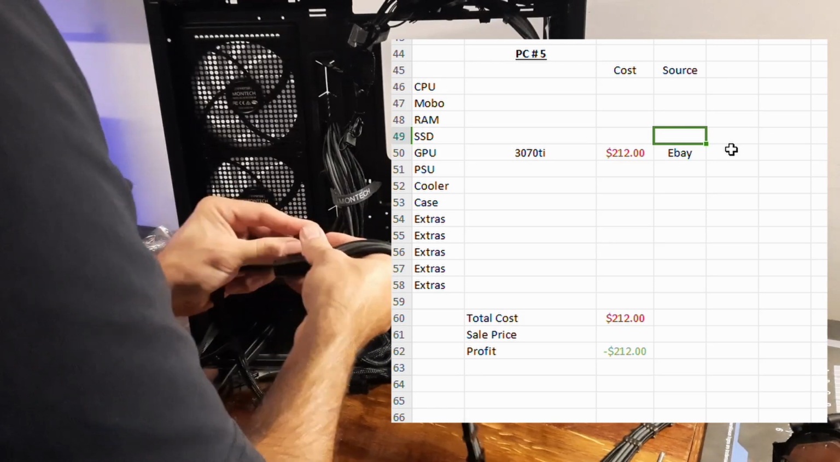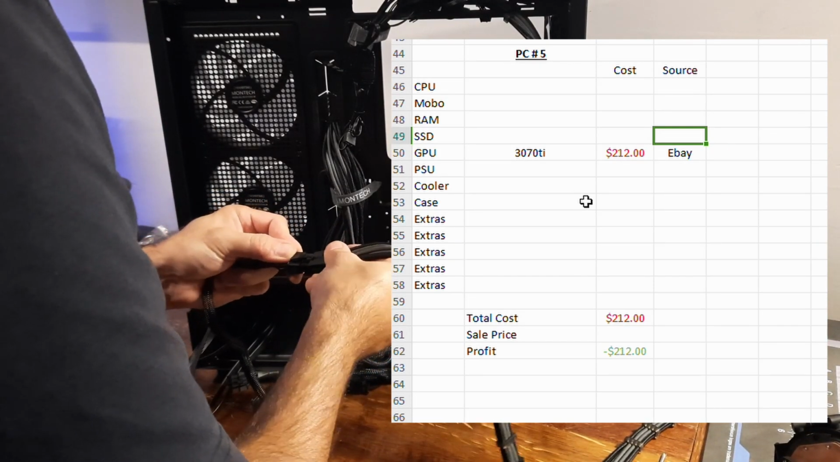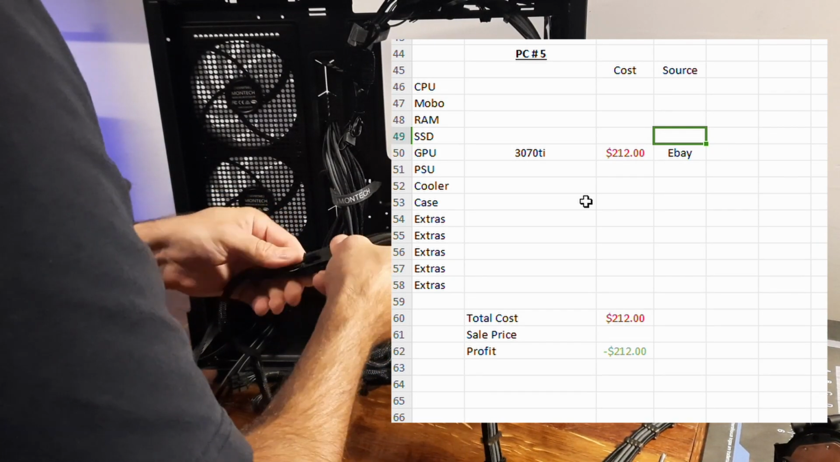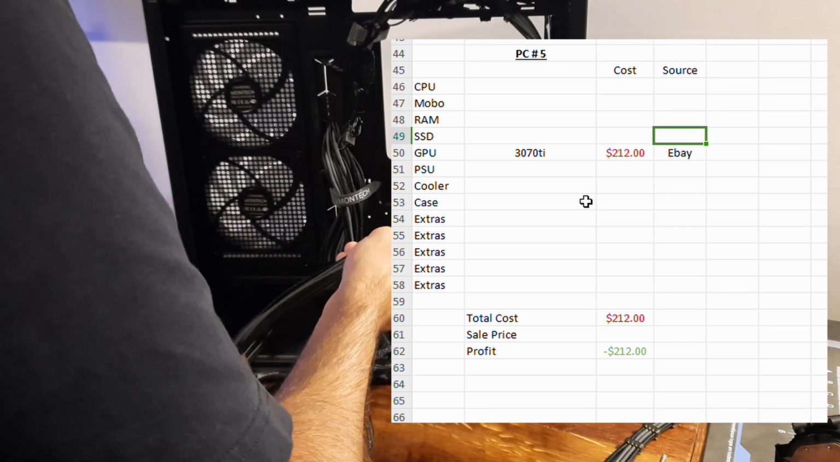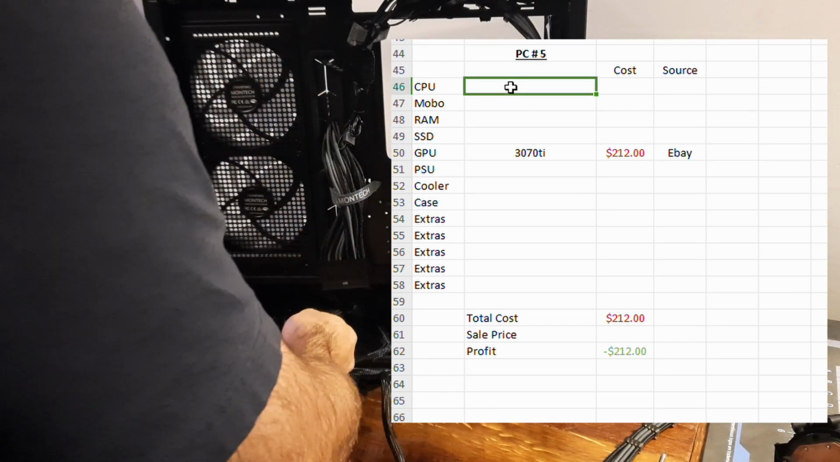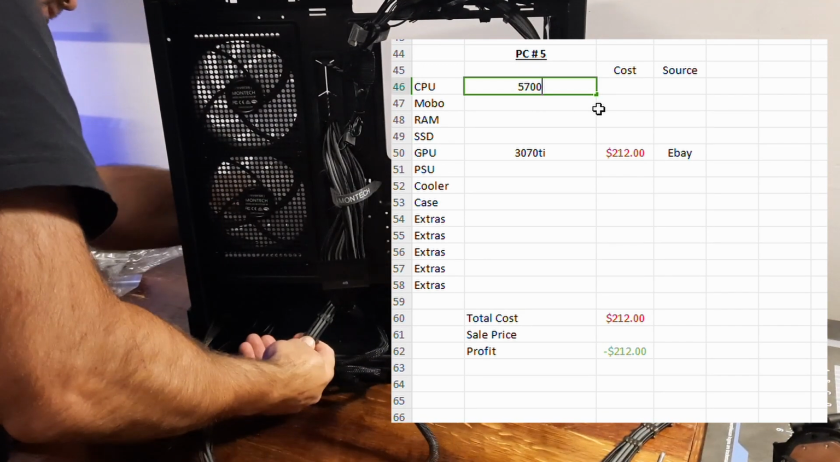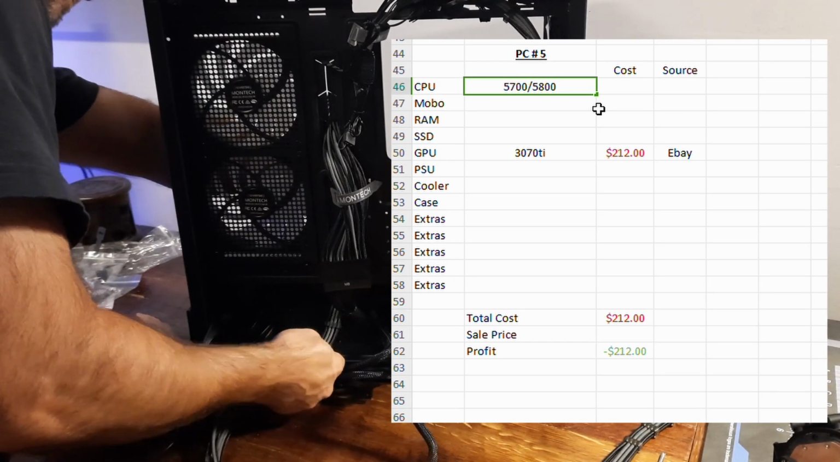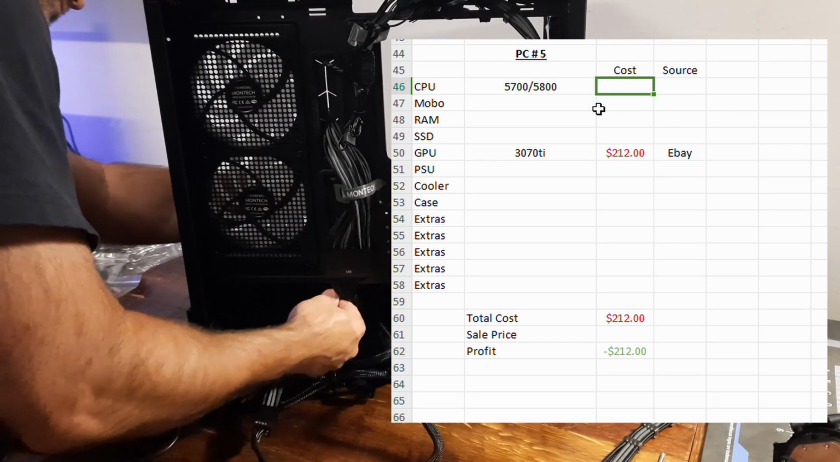So now that I've got a 3070 Ti, I know that I need a CPU that's going to keep up with that. I've been really leaning heavily towards AMD CPUs, so I'm going to look for something in the range of a 5700 or a 5800, I think would be appropriate, somewhere in there.